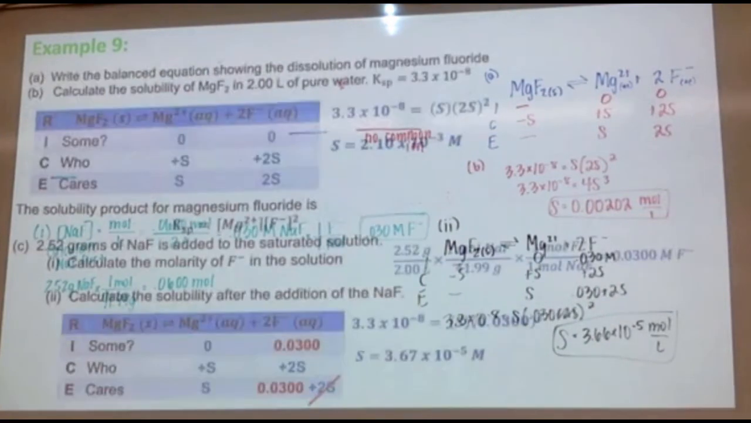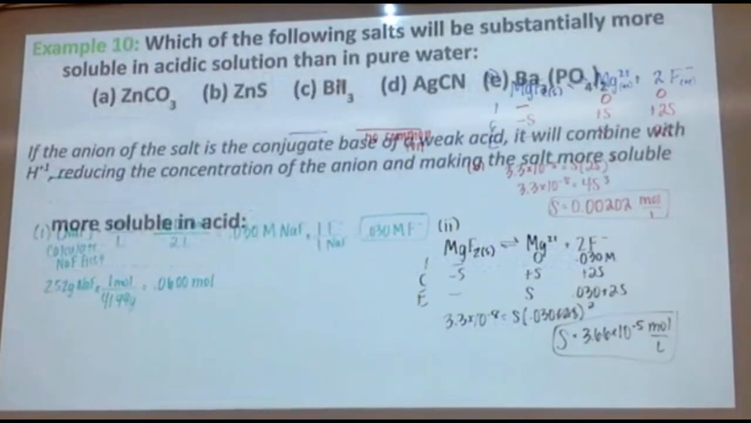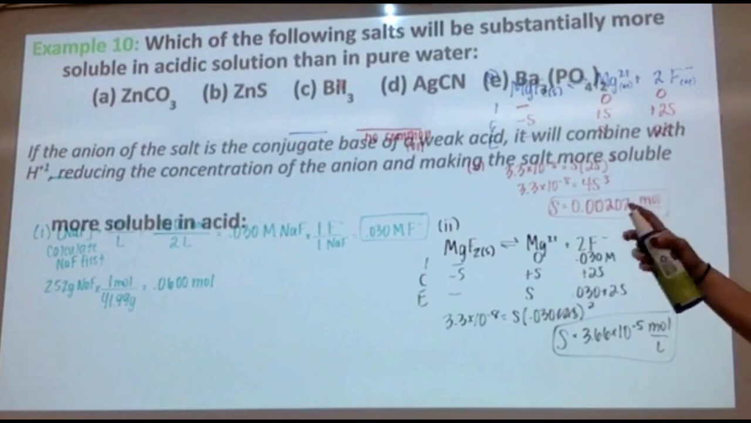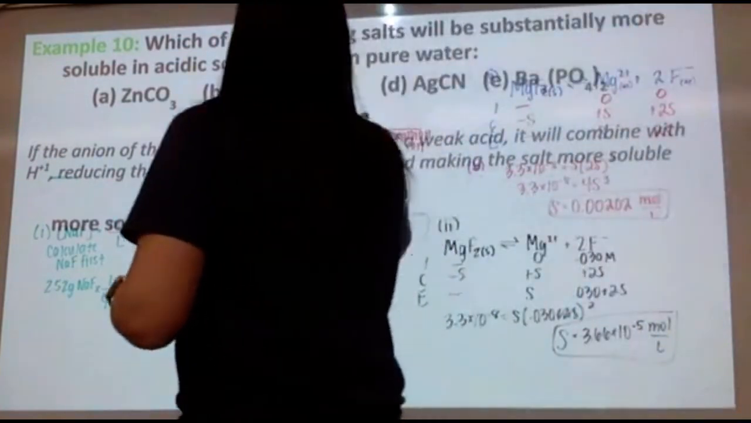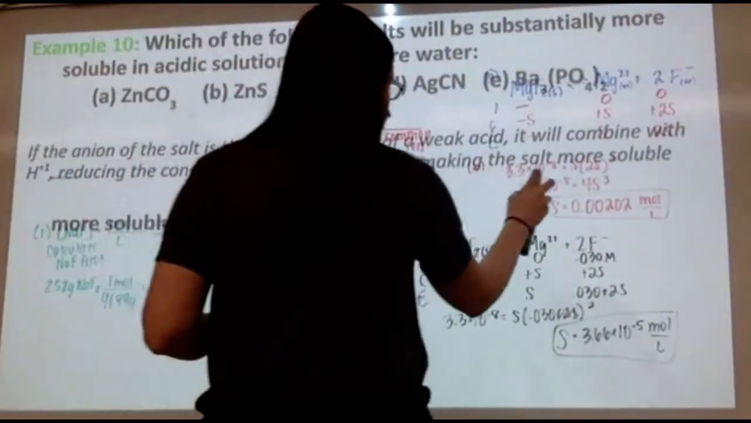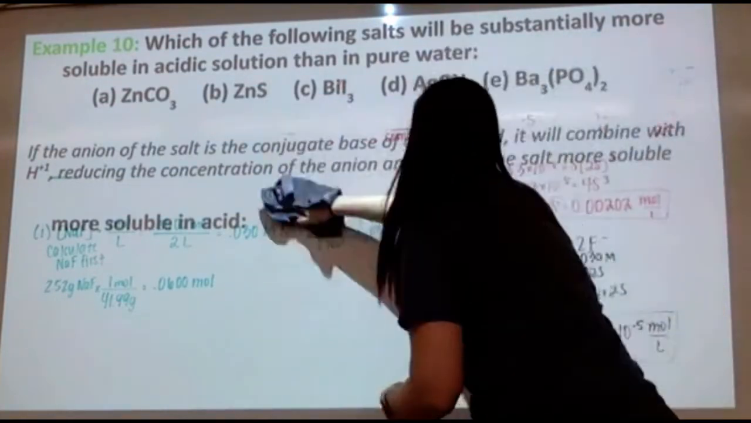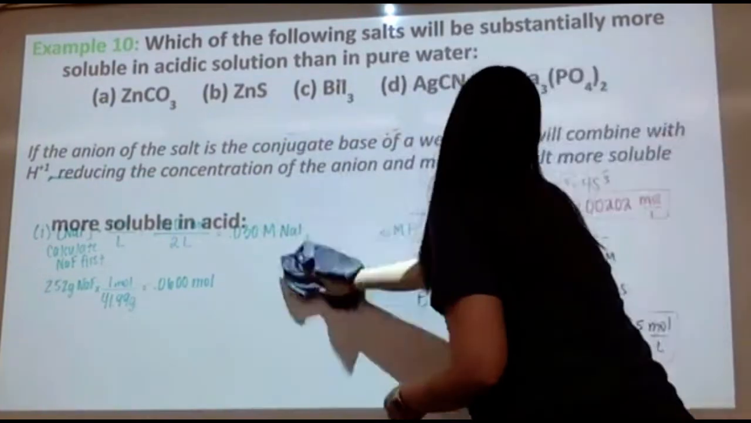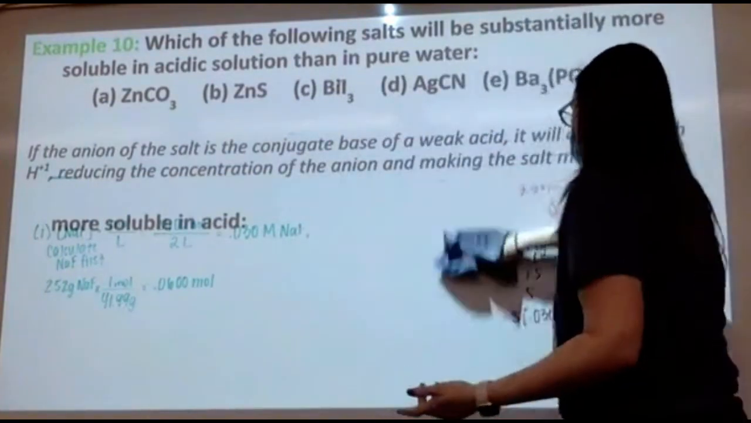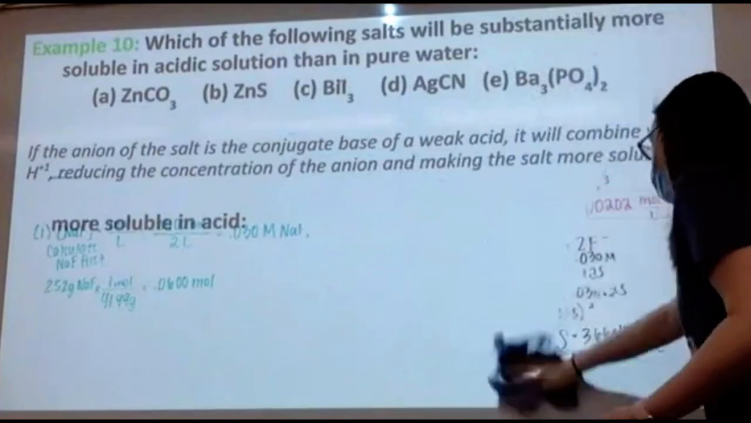So if we take a look at, oh, there's the answers. We take a look at number 10. So this is answering the question, what happens in an acidic solution? So when we are looking at solubility, we've been focusing now on common ion. Well, we can also look at what happens when we put solids into acidic solutions. So this is answering the question, what happens when you add H+?